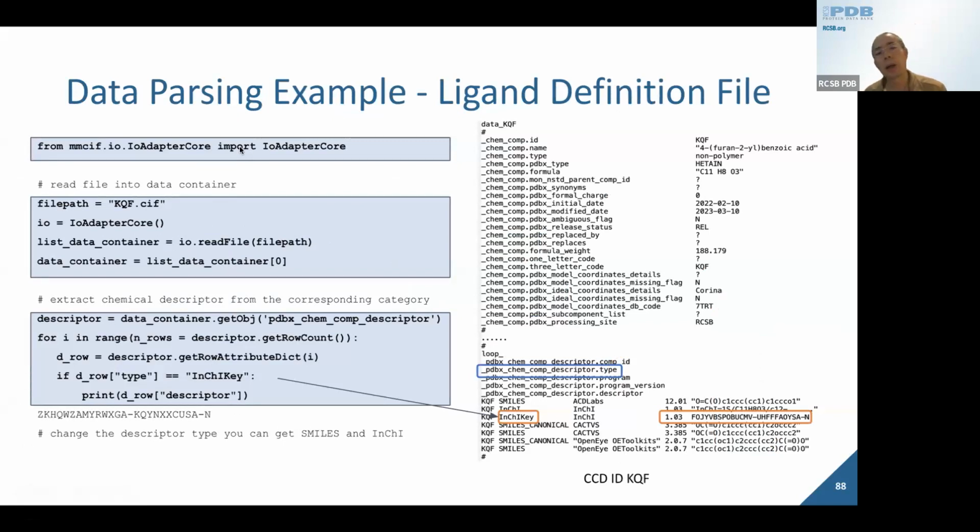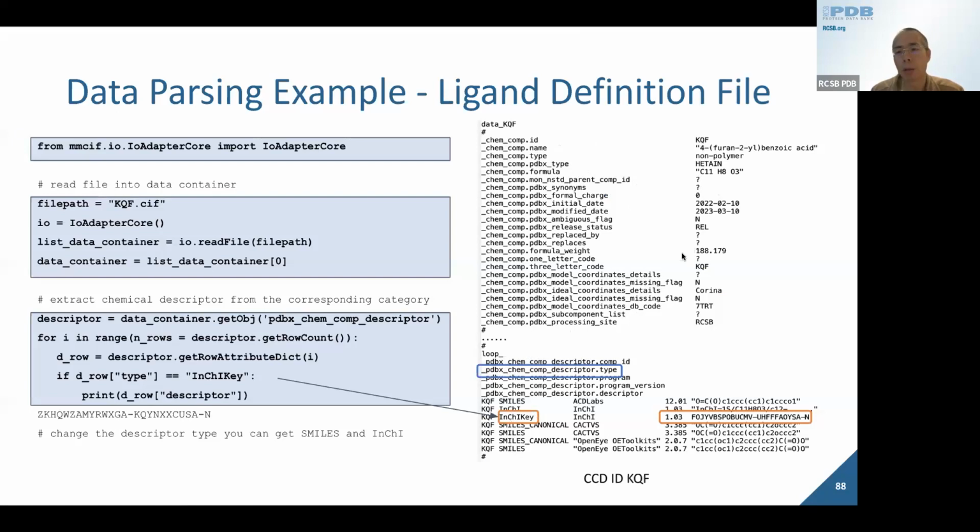Okay, I told you that you can also download the ligand definition file from PDB, and it's also in the mmCIF format, and you can do the same with the ligand definition. Some of the ligands have systematic descriptors, for example SMILES and InChI key, in addition to the general definition, including name, IDs, type, formula, etc.